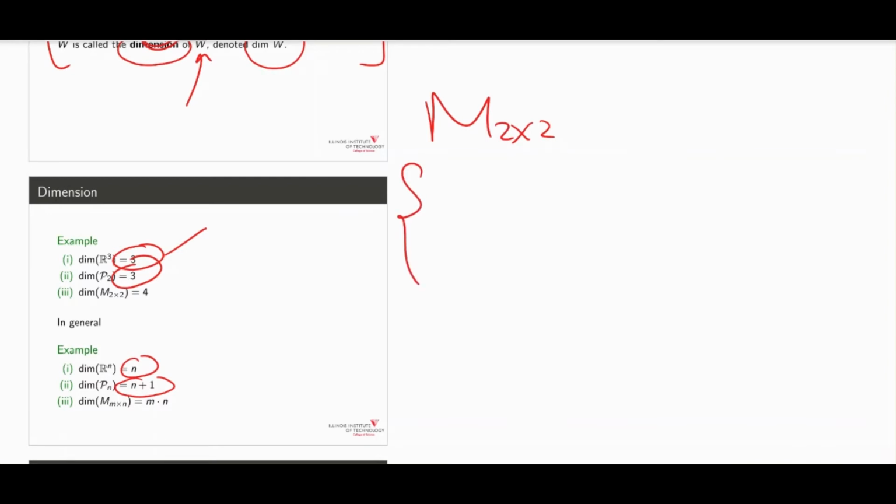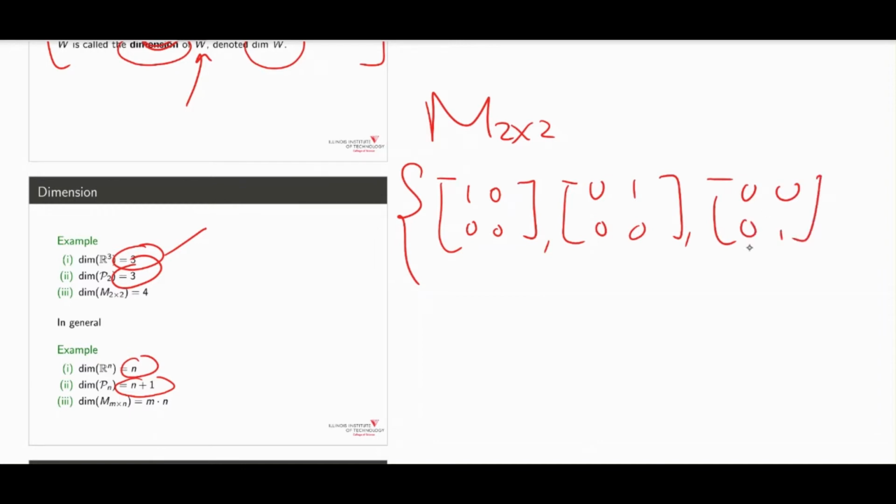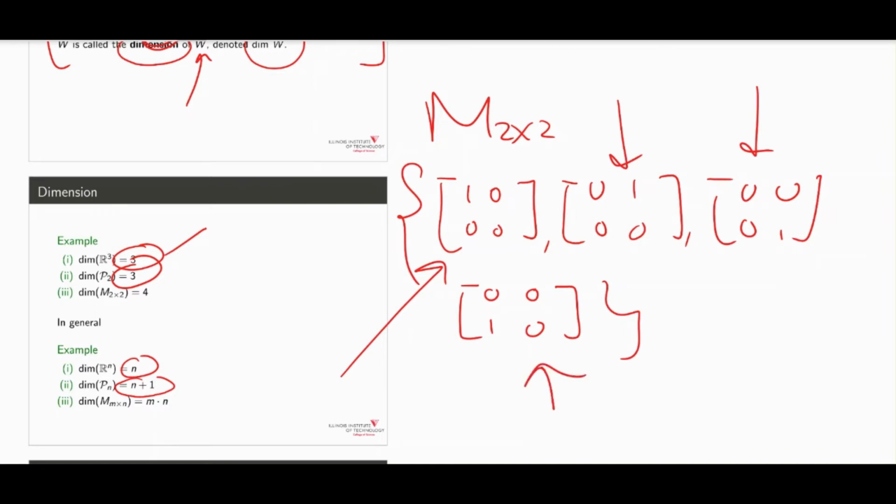What is one of the bases that you know? Well, the standard basis is the easiest one. So we can write this thing down. This is clearly one of the bases. And in fact, this is the so-called standard basis for this vector space. So again, let's count the number of vectors in this basis. 1, 2, 3, and 4. Right? So the dimension of this vector space is 4.